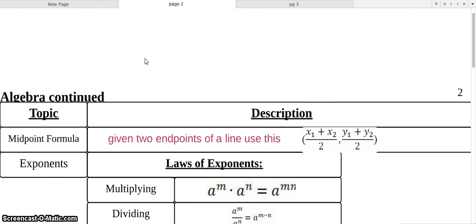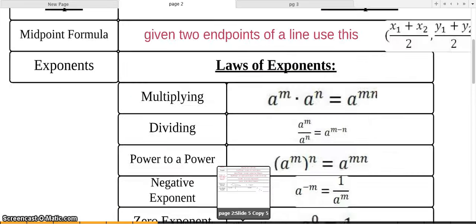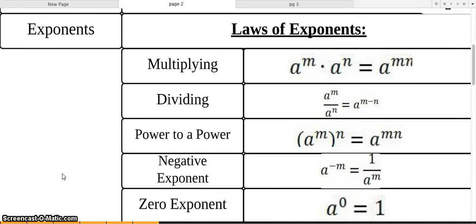The midpoint formula, given two endpoints of a line, use x1 plus x2 over 2, y1 plus y2 over 2. If you're looking for a midpoint, then you're going to end up with a point. Notice it's an ordered pair. It's got parentheses. This is your x value, this is your y value. It tells you where to find it on a graph. All right, next slide. This is your laws of exponents.